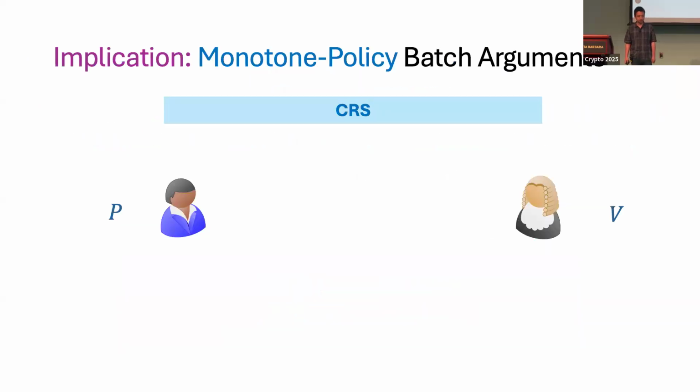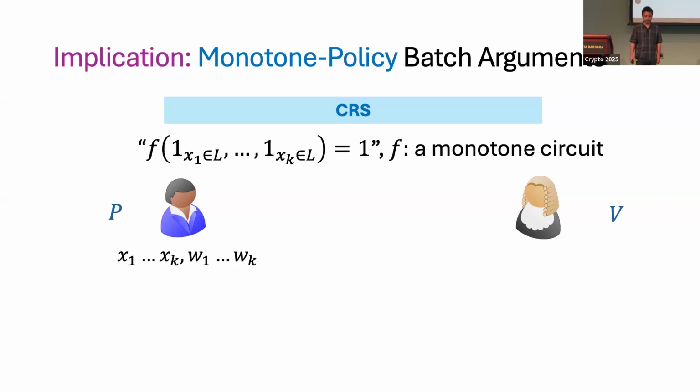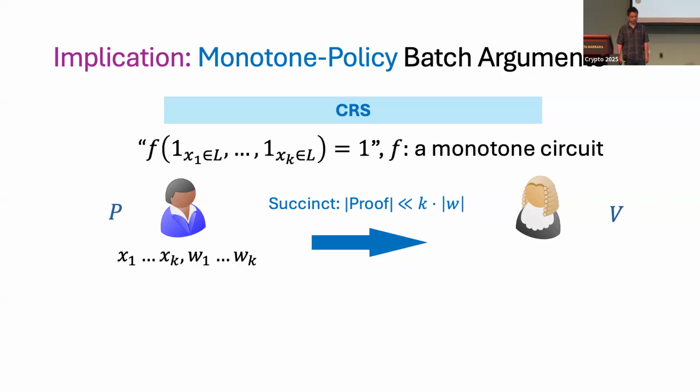As another application, we show how to build a special form of SNARKs, which is called monotone policy batch argument. This is a notion where the prover is given a batch of instances from X1 to Xk, and their NP witnesses from W1 to Wk. And the goal is to convince the verifier that the subset of the instances that are in the language satisfies some monotone circuit F. Now the succinctness requires the proof size to be much smaller than the total length of the NP witnesses.